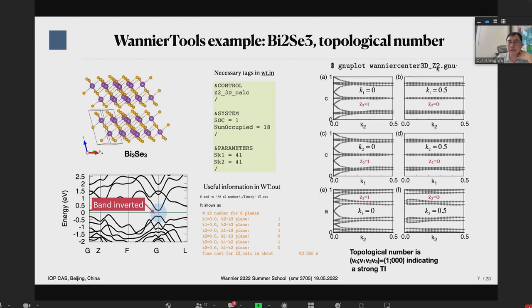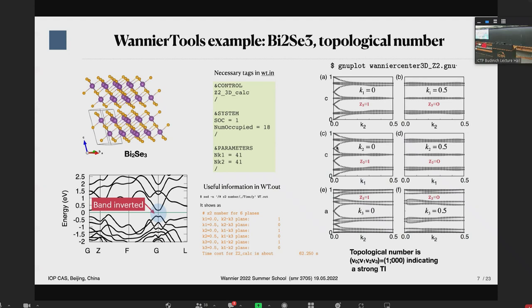to plot the Wannier charge center plot, because sometimes if the tight-binding model is not time-reversal symmetric, I mean, sometimes when you construct Wannier functions, the time reversal symmetry will break.